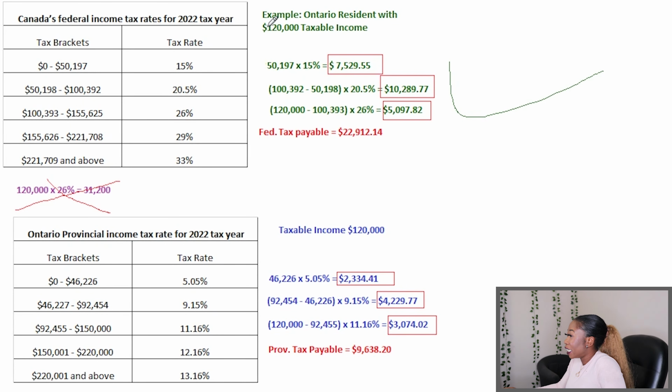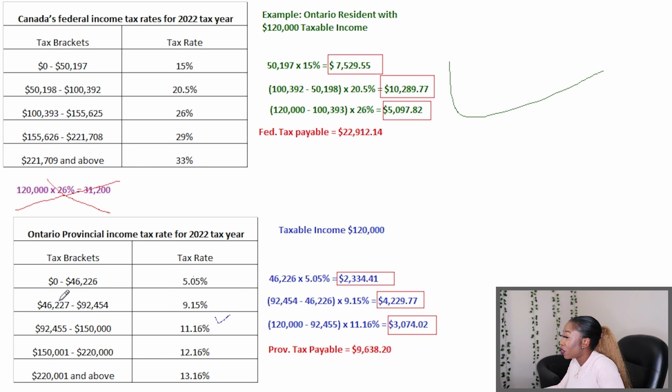Okay, so I'm back. I did the calculation for Ontario provincial tax for 2022, and this is the amount. So this is the tax bracket in case you need to have this information on hand. I will also leave the link in the description as well. So the tax bracket is 0 to 46,226. You pay this percentage, and this guy with the income of 120,000 falls within this tax range.